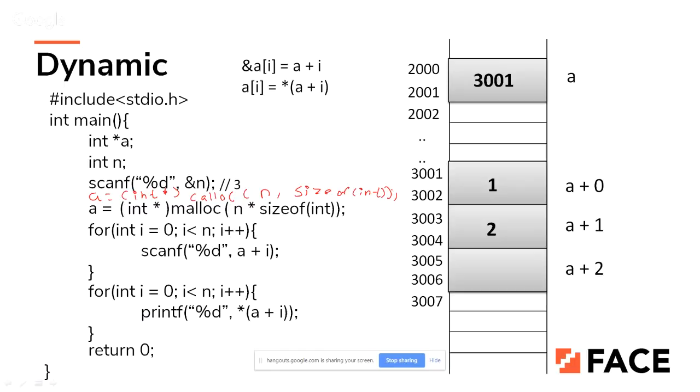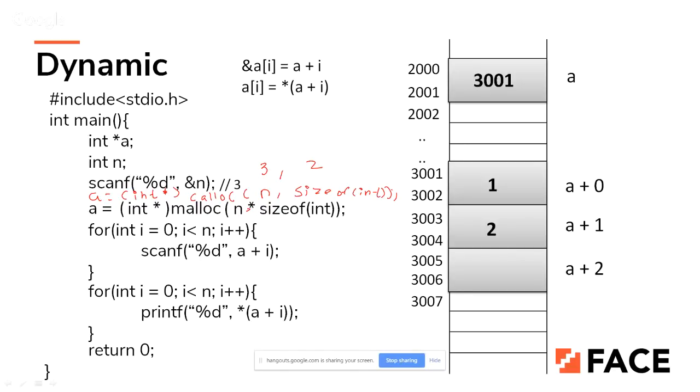Here, the value of n is 3, comma size of integer is 2 bytes. So 3 blocks, each of size 2 bytes, will be allocated. But when you go for malloc, what happens? A single block of 6 bytes will be allocated. This is the difference between malloc and calloc.